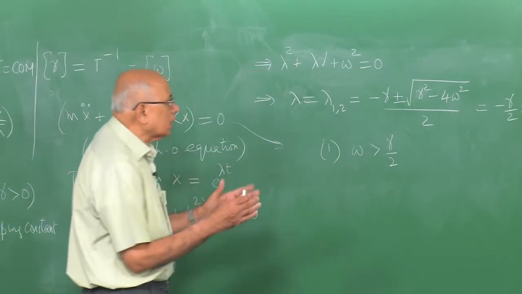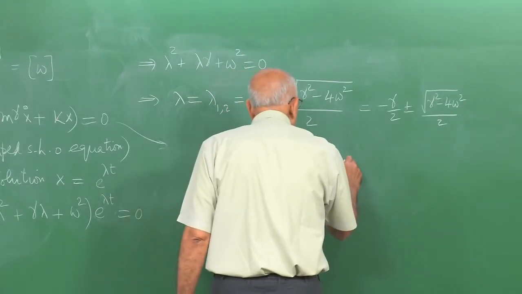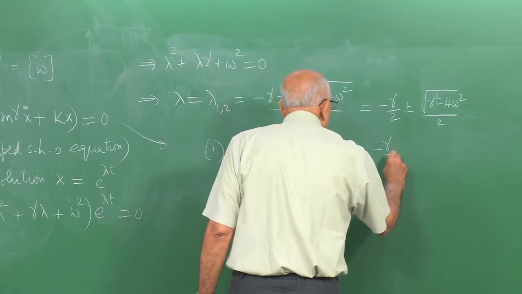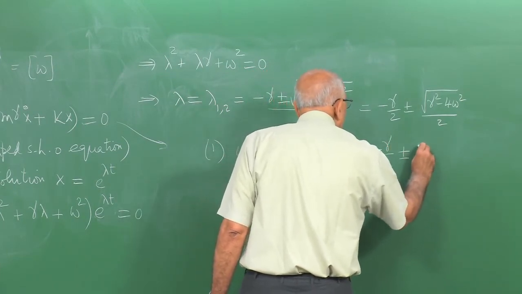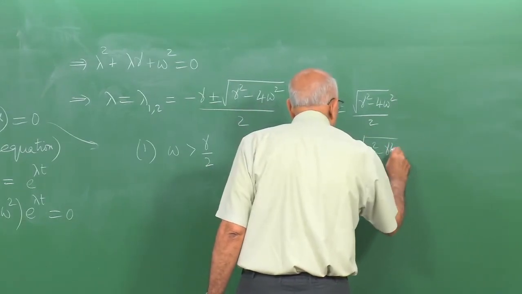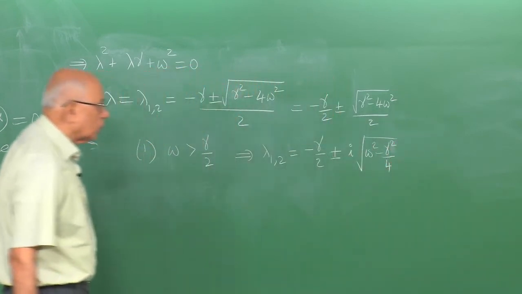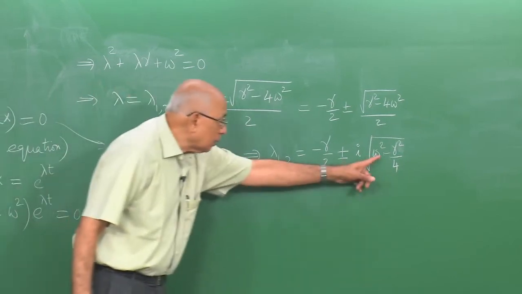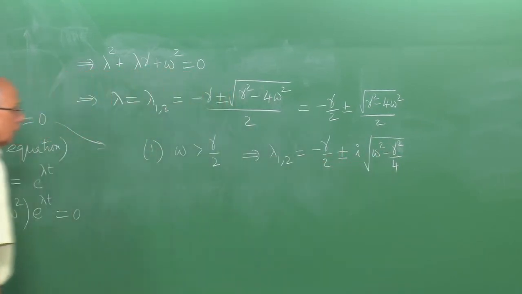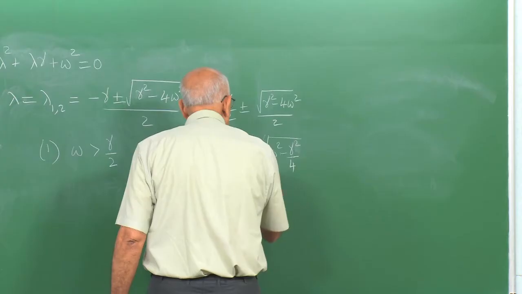Omega must be greater than gamma over 2. So 4 omega squared is greater than gamma squared, which will immediately mean that lambda 1, 2 is minus gamma over 2 plus or minus i times the square root of omega squared minus gamma squared over 4, and remember this is a positive number. So we have a pair of complex conjugate roots with a real part which is non-zero and an imaginary part which is non-zero, and let us give a name to this quantity here.